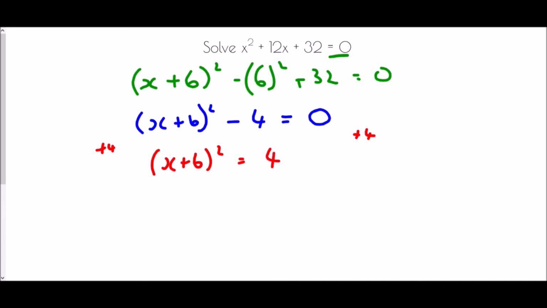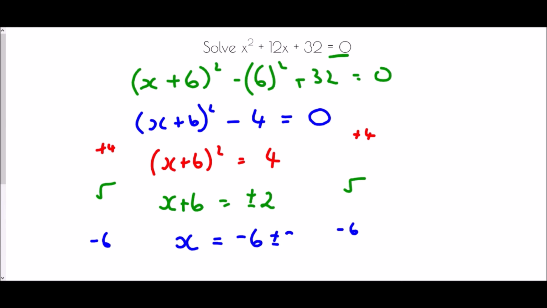I'm then going to square root in order to get rid of the squared. And so that's going to be x plus 6. And if I square root 4, I get plus or minus 2. And finally, if I want to get the exact answer to this question, all I'm going to do is subtract 6 from both sides. If I subtract 6 from both sides, x equals negative 6 plus or minus 2.